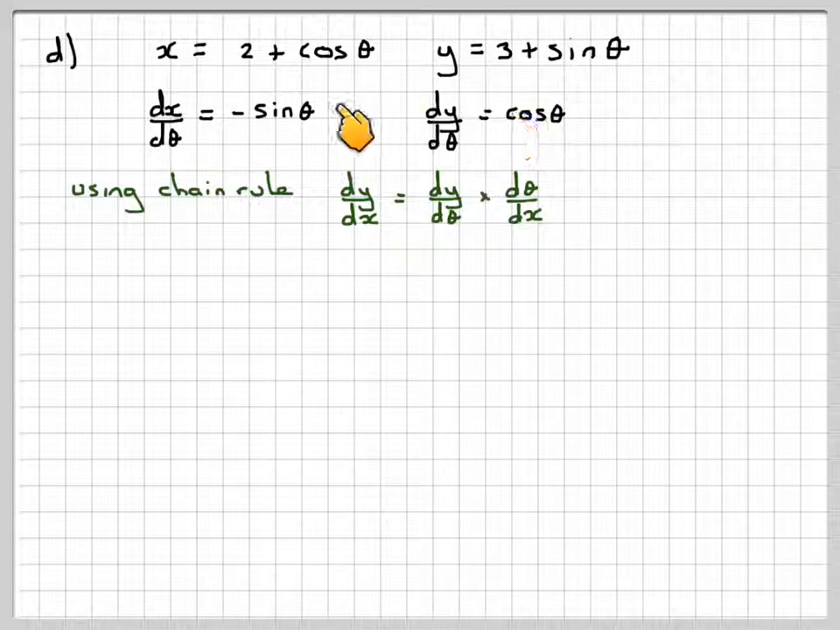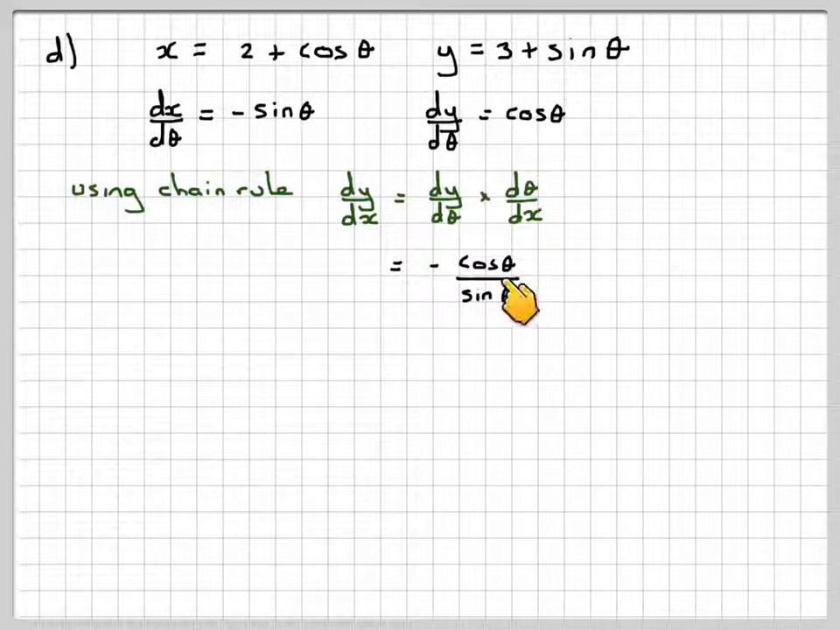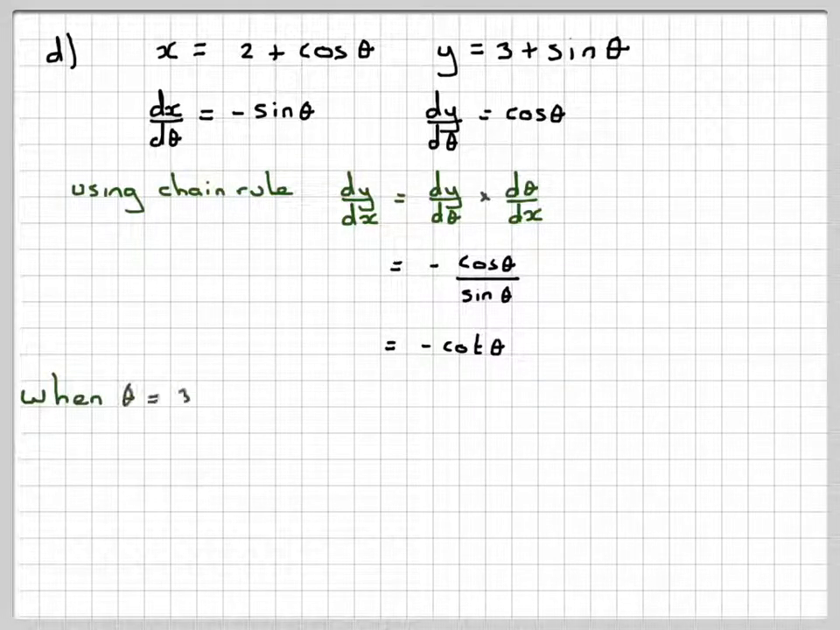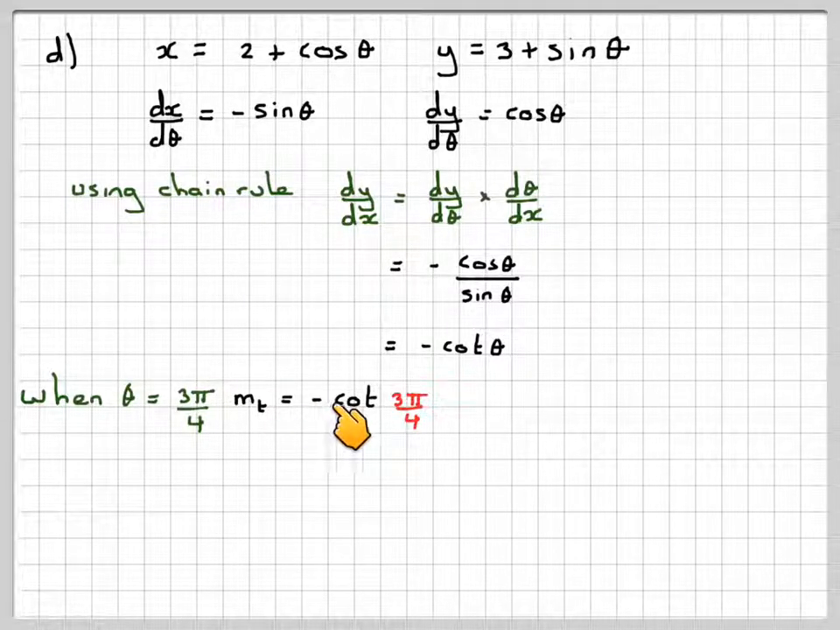So this is going to become cos theta times minus 1 over sine theta. So it's going to become minus cos theta over sine theta, which is cot theta, 1 over tan, so minus cot theta. When theta is 3 pi by 4, the gradient will be minus cot 3 pi by 4.